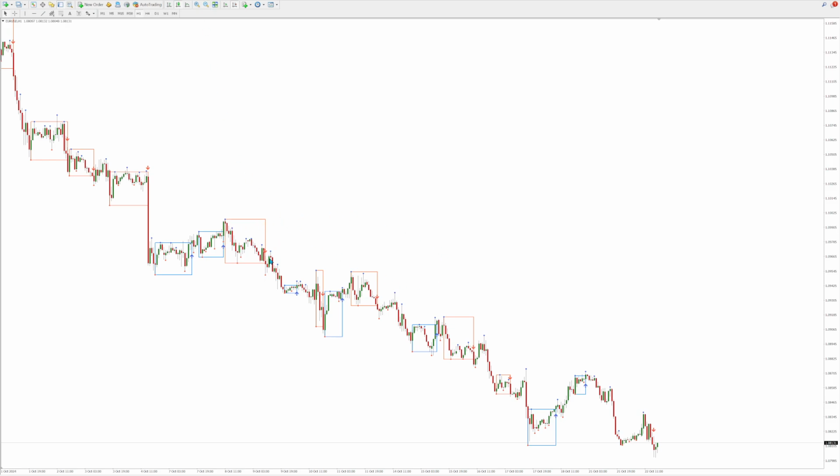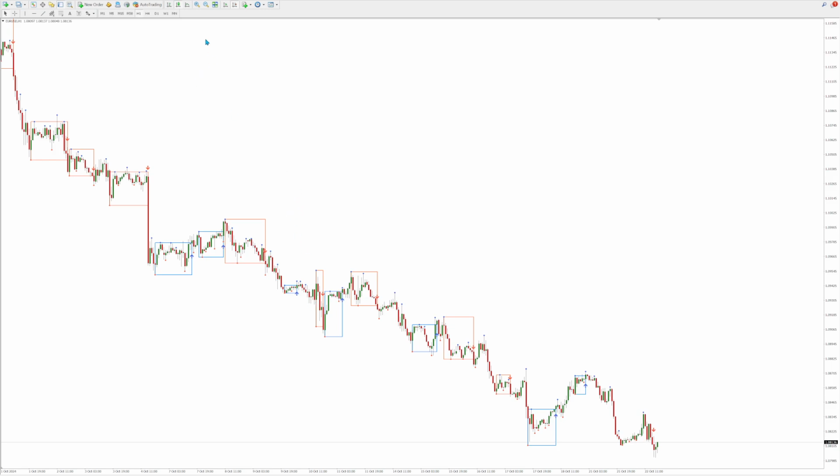So here you can see the Darvas Box Indicator is already applied to my charts. I'm using the MT4 trading platform, and this is a Euro-Dollar 1 hour chart. You can use the indicator on any trading instrument, Forex, cryptos, stocks, commodities, indices, etc., and any chart time frame.